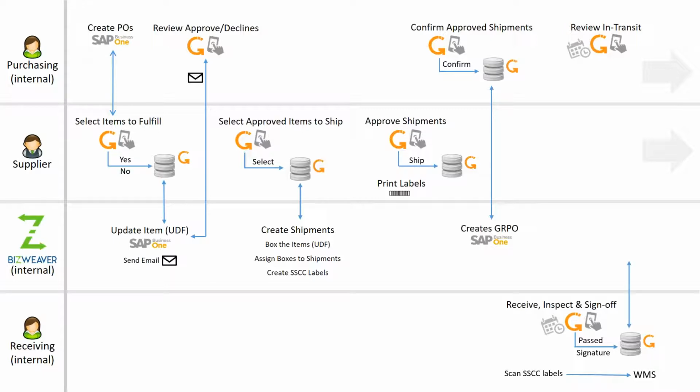But then Bizweaver also has more work to do here, which is it updates a UDF in the warehouse management system with the pass or fail status. And it will also take that signature that was applied via a tablet within Versago, pick up that image file, and attach it to the GRPO back in Business One. So now, of course, this isn't happening sequentially. All of these actors are performing all of these actions, whether via Versago or Bizweaver actions, simultaneously throughout every day.